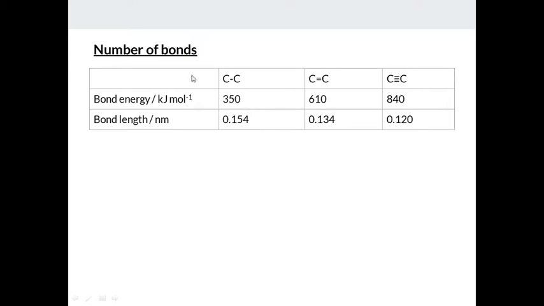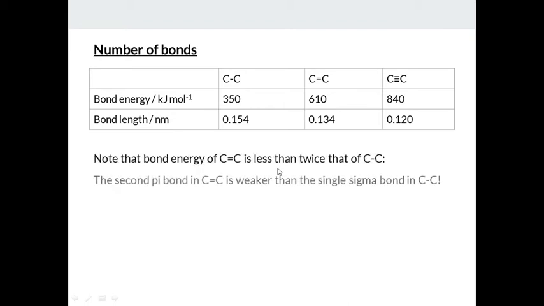So let us first take a look at the first factor, the number of bonds. As you can see, from C single bond C to C triple bond C, the bond energy increases. This is to be expected because there is a greater electron density in the internuclear region in the C triple bond C, thus greater electrostatic attraction between the shared electrons and the two nuclei, thus resulting in a stronger bond.